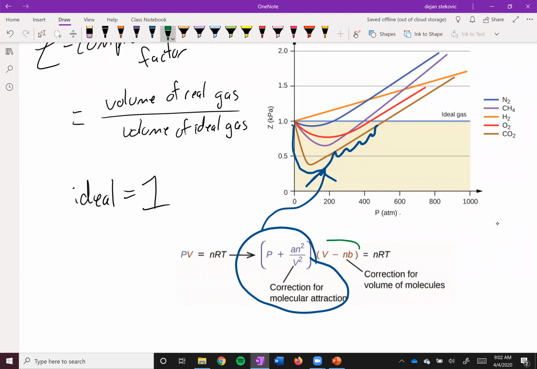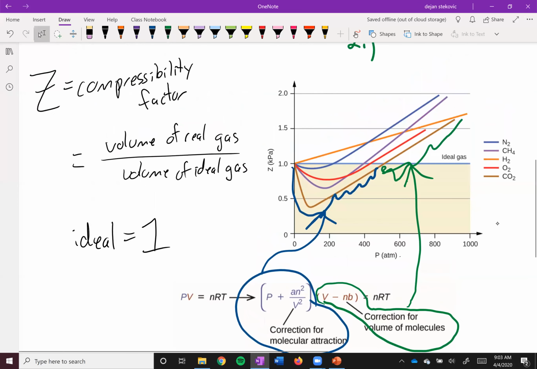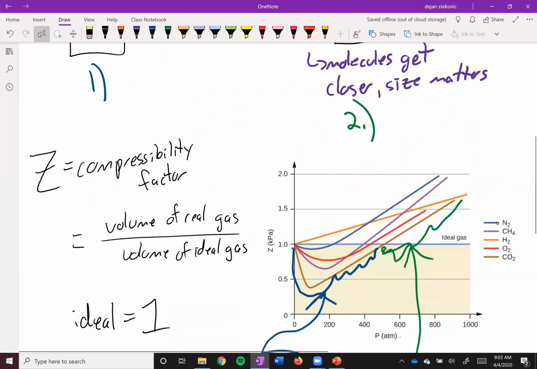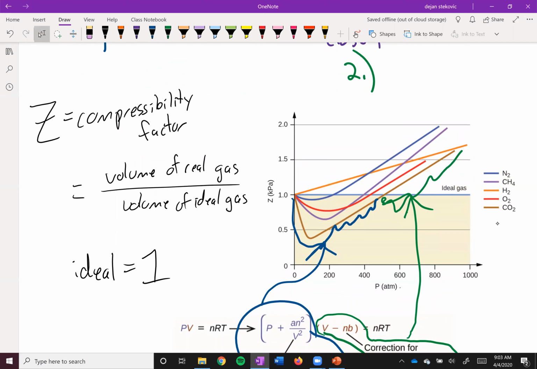And then when pressure gets really, really high, you start squeezing the molecules closer and closer together, and so now their volume matters. And so that's this part of the plot. If you think about compressing something that has no volume, you could compress it infinitely, but something that does have volume, you can't. And so its volume will be greater than its ideal volume, and you'll get a Z above 1. But basically just know that Z is the compressibility factor, how ideal your gas is behaving. Closer to 1 is better.